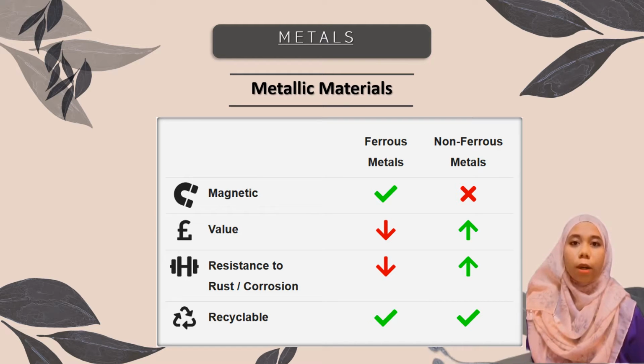The third one is resistance to rust or corrosion. Ferrous metals have low resistance to corrosion. This is because the iron itself tends to rust when it is exposed to water and air. And lastly, for recycling, both ferrous metals and non-ferrous metals are available for recycling.